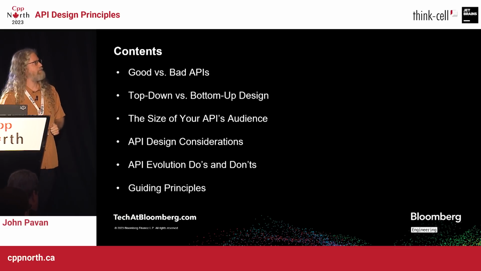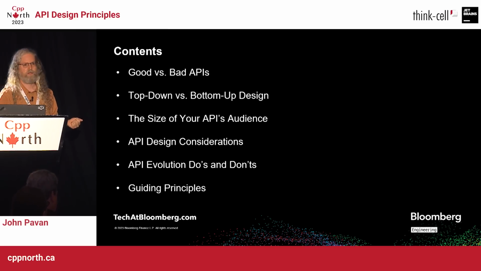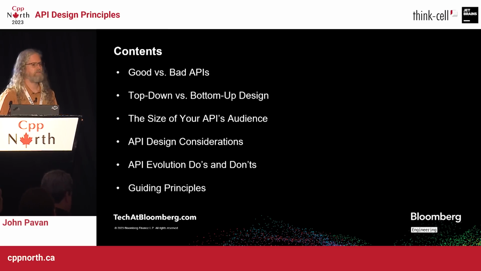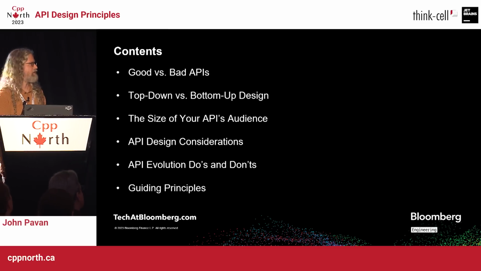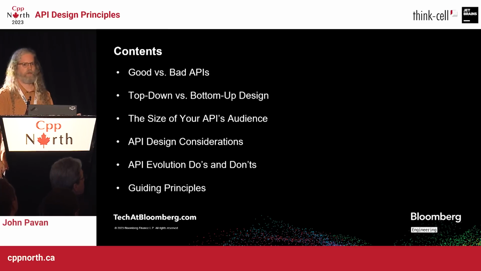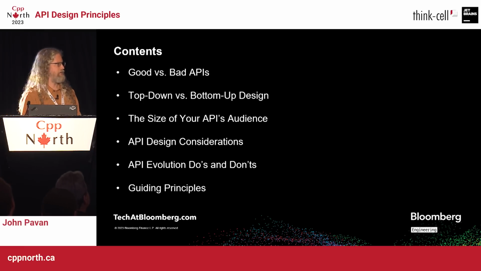So I'm going to begin by talking about the characteristics of good APIs versus bad APIs. I'll then talk about two design philosophies, top-down design versus bottom-up design. I'll talk about how the size of your API's audience, who's using your library or otherwise accessing your code, may impact how much you want to care about the quality of your API design. I'll go through a selection of miscellaneous design considerations.